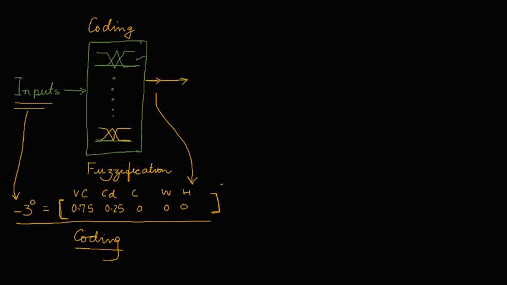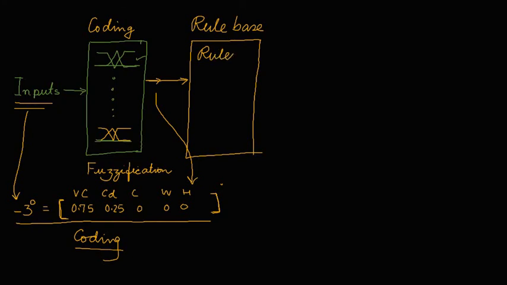Then comes the rule base, the collection of rules. We call it the rule base, where we have all the rules which we have got. So this will be rule 1, rule 2, and rule n. And this number n need not be equal to the number of fuzzy membership functions given here. Why?